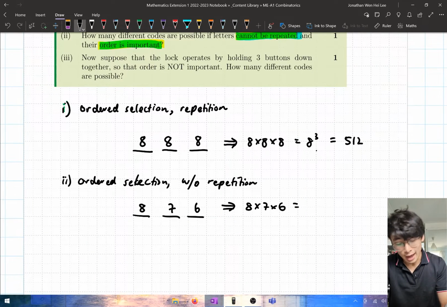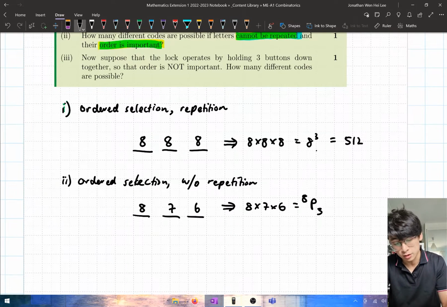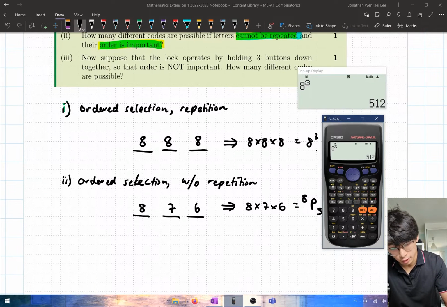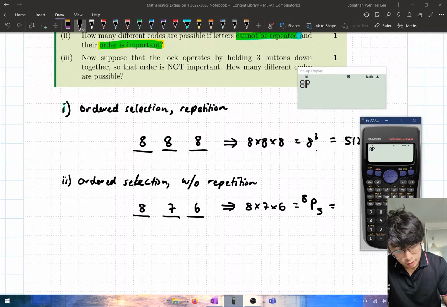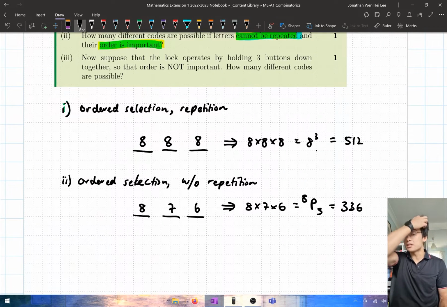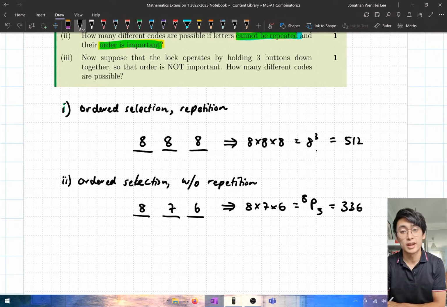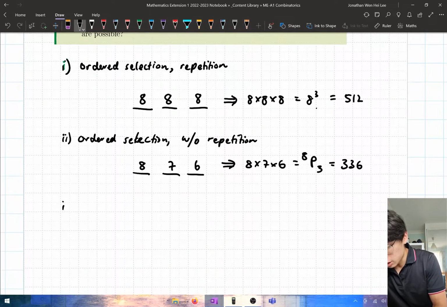This is actually our 8 possible choices, pick 3. So out of our 8, we picked 3 possible choices. And so we can put this in our calculator. So 8, shift, and the pick is this little button above the times. Pick 3, and that gives me 336. So here, with our ordered selection without repetition, there are 336 possible ways of doing this. Now let's have a look at the third option.